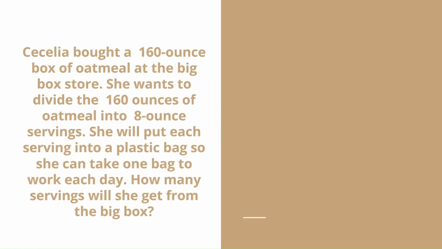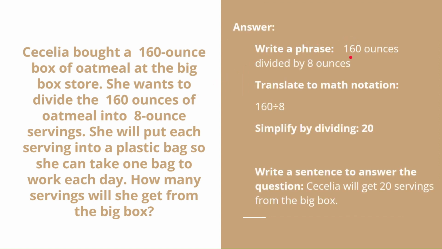So, we try this one. Celsia bought a 160-ounce box of oatmeal at the big box store. She wants to divide the 160 ounces of oatmeal into 8-ounce servings. She will put each serving into a plastic bag so she can take one bag to work each day. How many servings will she get from the big box? So we find the numbers: a 160-ounce box, and she wants to put it in 8-ounce servings.